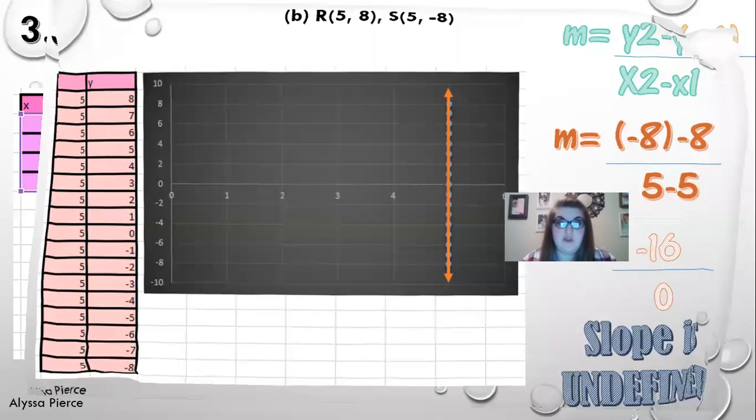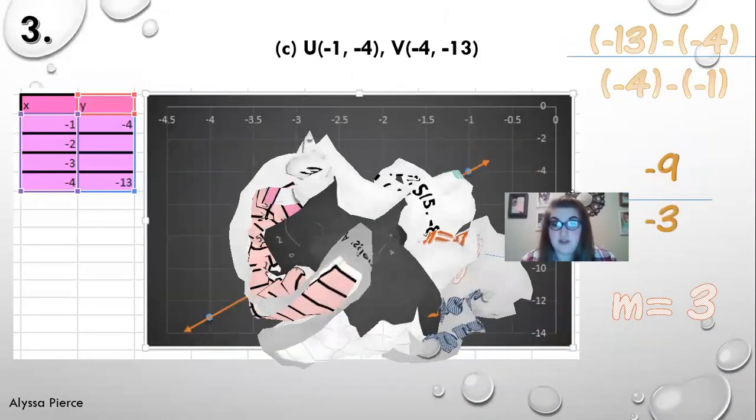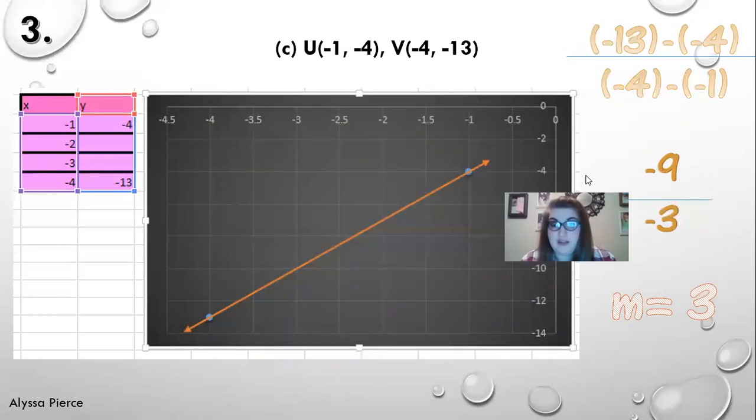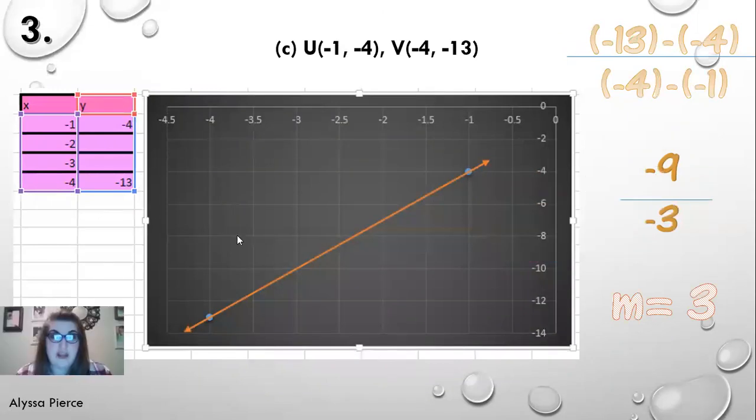So let's move on to 3C. And I've also done this algebraically again. So here we have U is -1, -4, and V is -4, -13. So we have right here in our X column, we went from -1 to -4, so I just went ahead and did counting down that line. So -1, -2, -3, and -4.